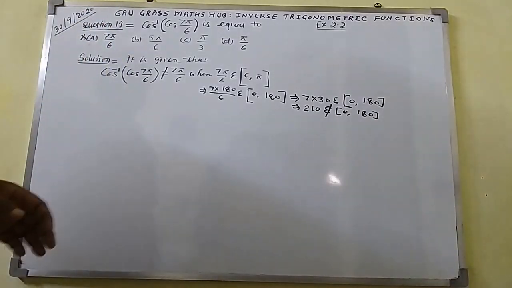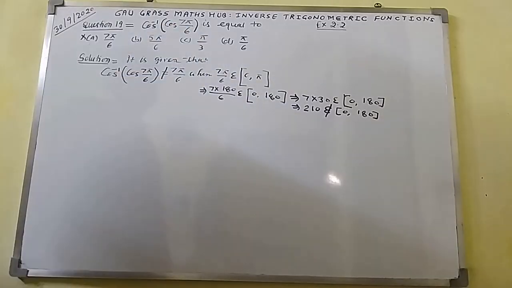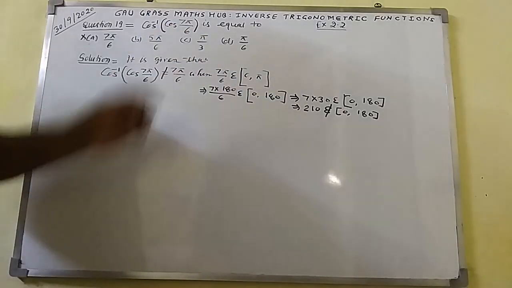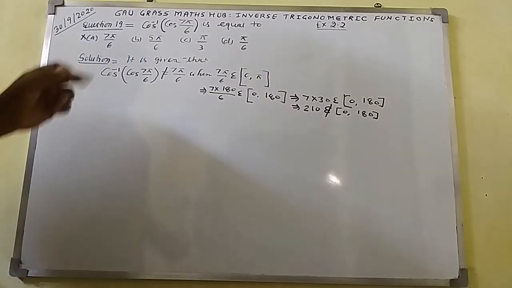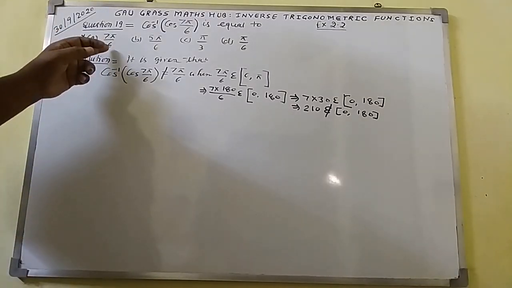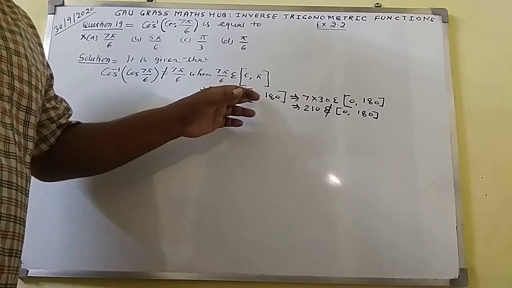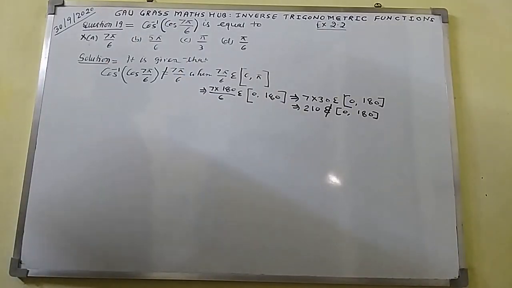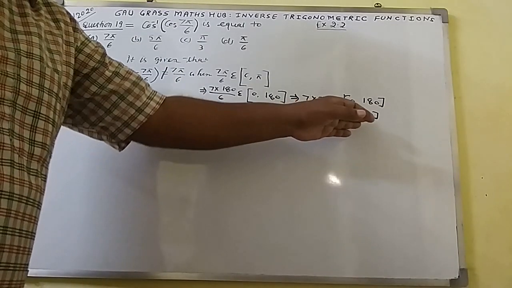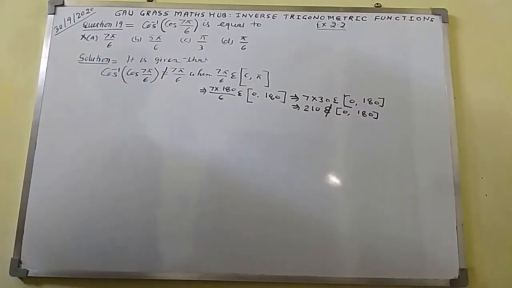Let us try next. Next, if you see here, pi by 3. Option A is not correct, because 7 pi over 6 does not belong to the closed interval 0 to 180 degree. It is lying beyond 180 degree. That's why option A is not correct.